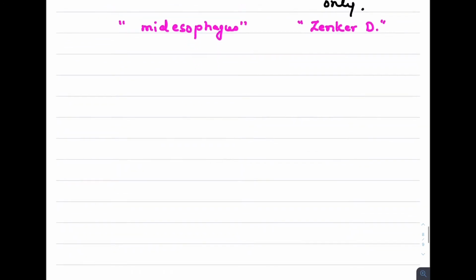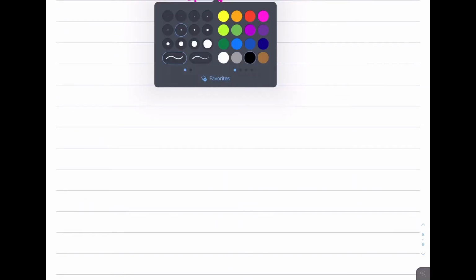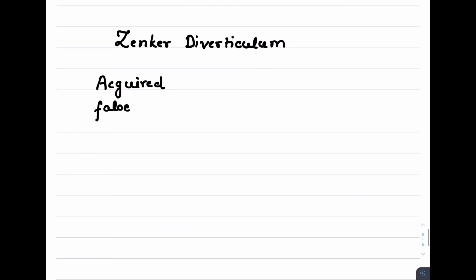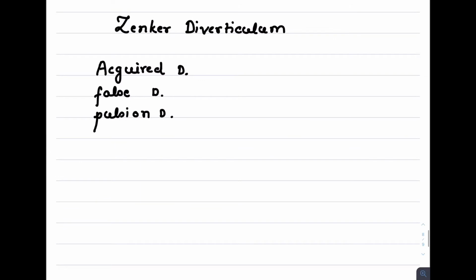So let's see our next topic, which is Zenker diverticulum. It is situated in the pharyngoesophageal part, as we have seen before. It's a pulsion diverticulum. It's an acquired diverticulum. So many features we have already seen. Let's sort them out. First, it is an acquired diverticulum, so it will present later in life. It is a false one, so it will not have all the layers. It's a pulsion diverticulum, which means it forms due to excess pressure and muscular discoordination.